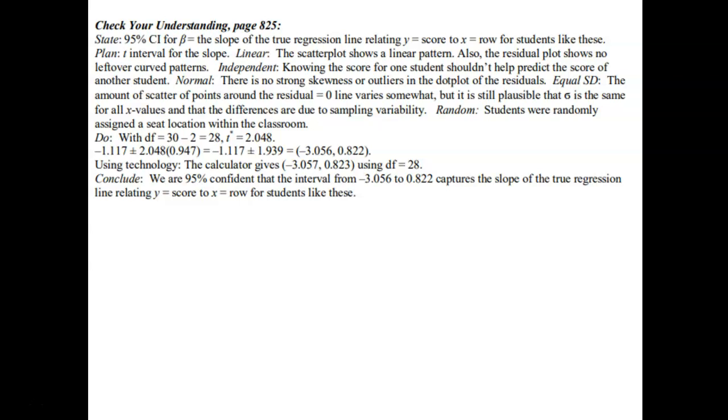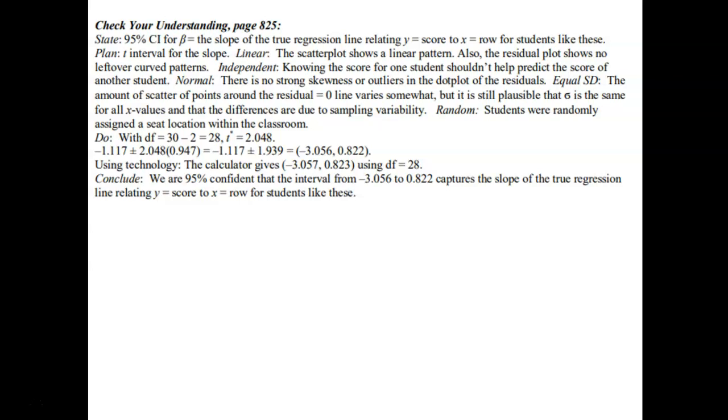It does say that the amount of scatter points around the residual varies somewhat, but it's still plausible that there's decent enough variability that we can continue on with the t procedures. Because remember, if we can't, then we're stuck. So all those conditions were checked.